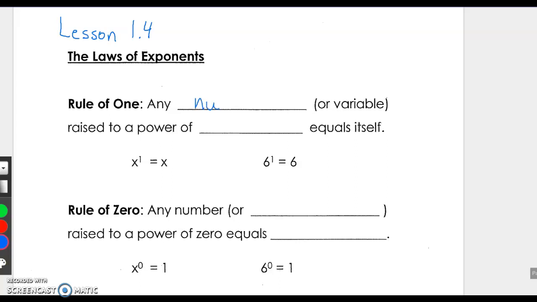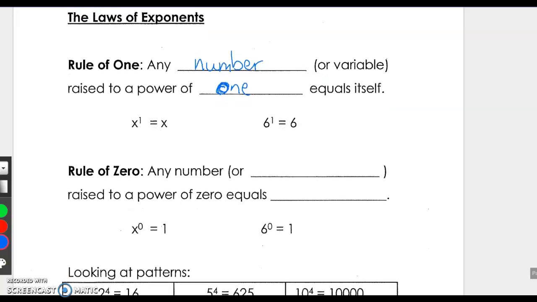Any number or variable, because that variable, remember, represents a number, raised to a power of 1 equals itself. That's the number 1 there. So basically, if you have x to the first power, that's just x. 6 to the first power is just 6. Don't overthink it.